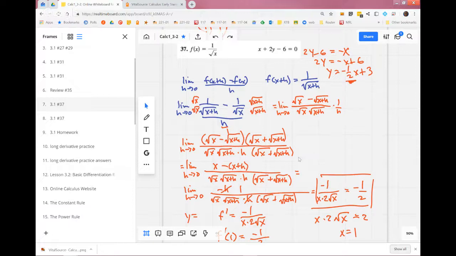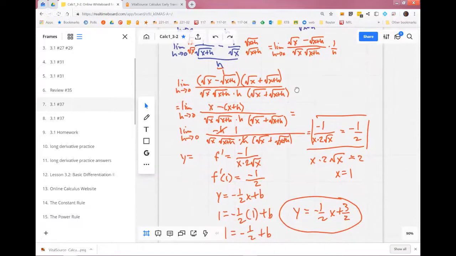Okay, now we got this, we still can't cancel h's. And so what we've got to do is get rid of that root on the top. And the only way to do that is with conjugates. So this step right here, we're multiplying by the conjugate of the top, square root of x plus square root of x plus h. So top and bottom.